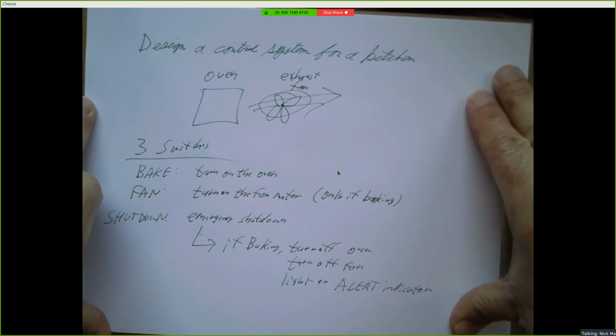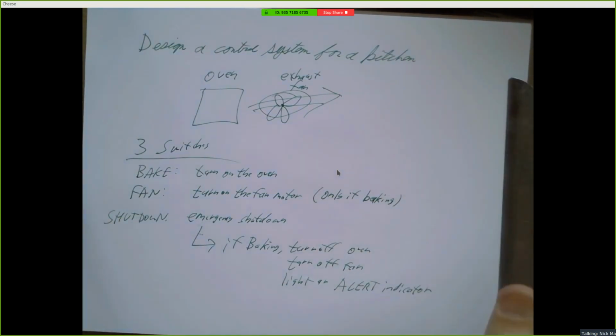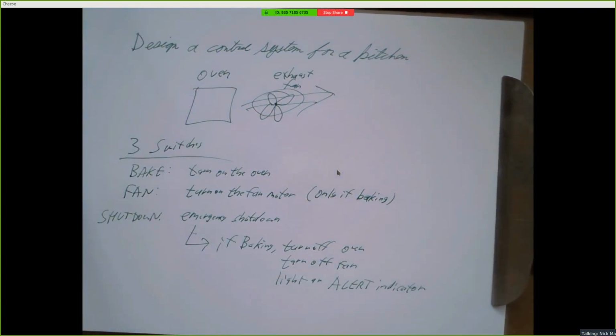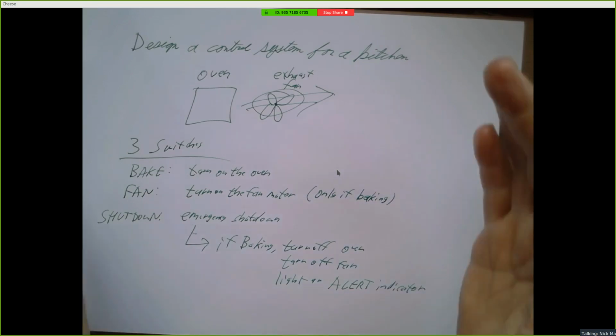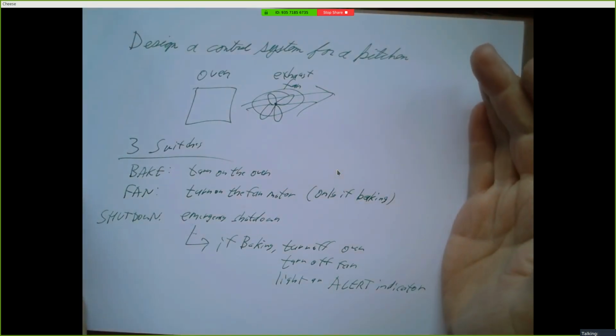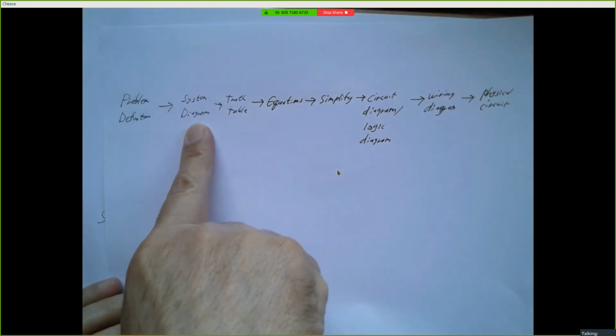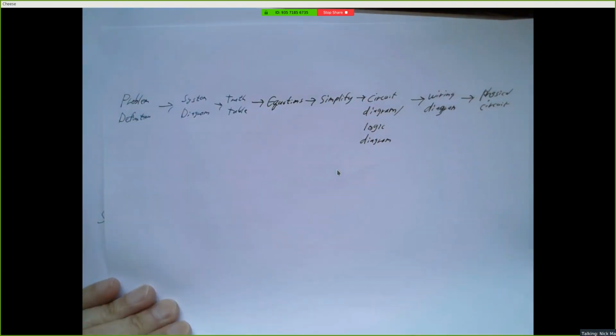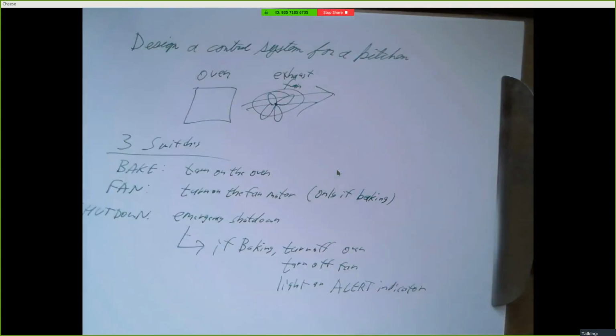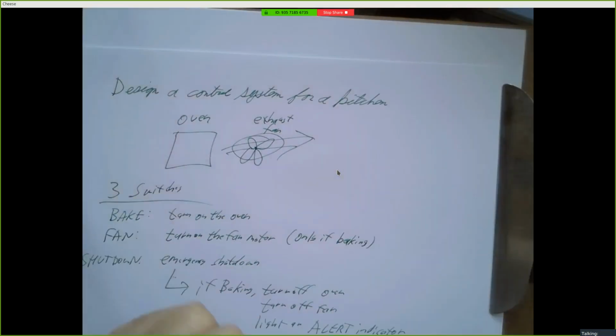This is what your customer comes to you with and hands to you and explains to you and says, can you build me a system for this? And you say, yes, I can. So you take this and you want to turn it into a circuit. That's the problem definition. What's our next step? System diagram. Let's identify the inputs and the outputs.